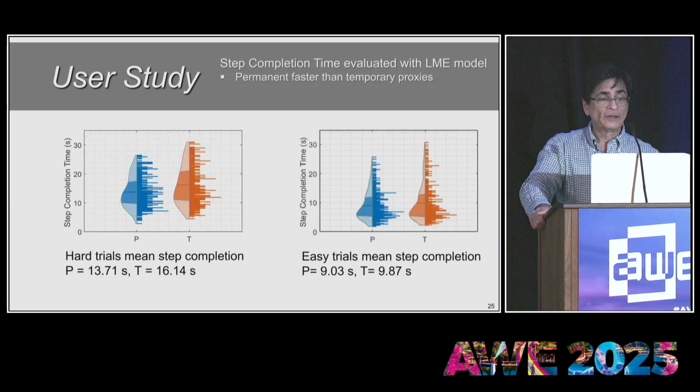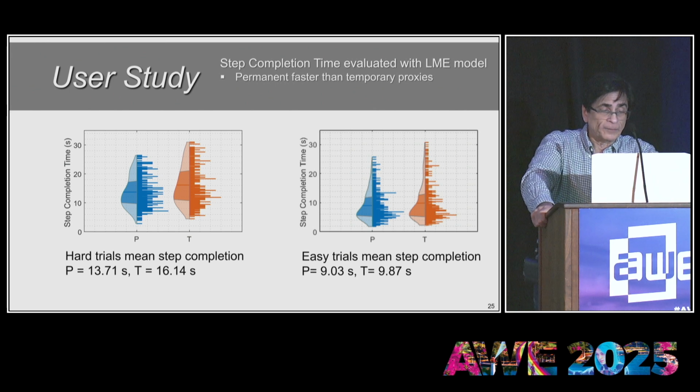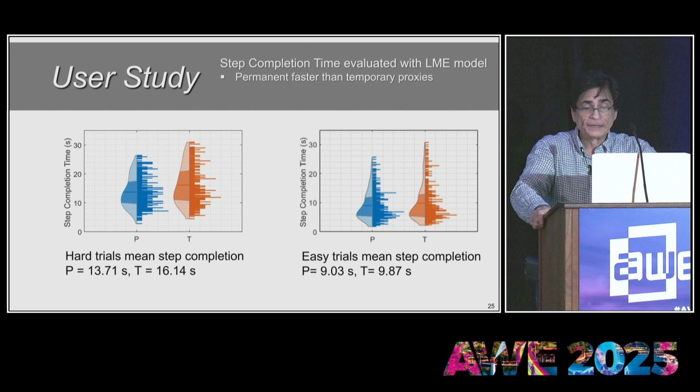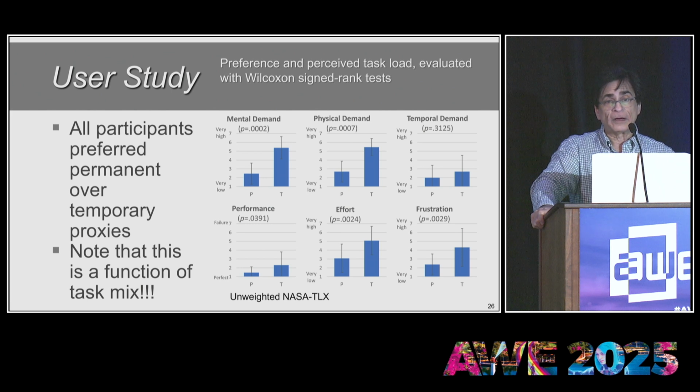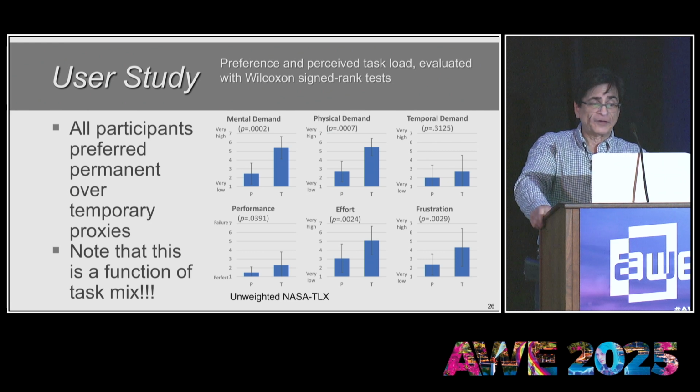And to cut to the chase, with our particular job mix, the mean step completion time, and here we're showing little violin plots of the distribution, was faster for the hard trials with permanent proxies than with temporary ones. It was also a little bit faster, both significant, for easy trials. We asked people what they preferred. We kind of cheated in the sense that we made a lot of things really hard, for which we assumed permanent proxies would be easier, and all the participants preferred permanent over temporary. But again, this is really a function of task mix.